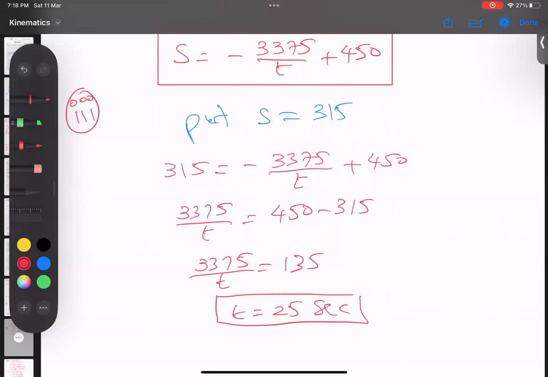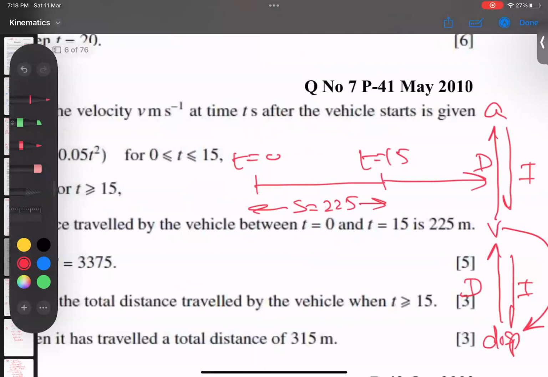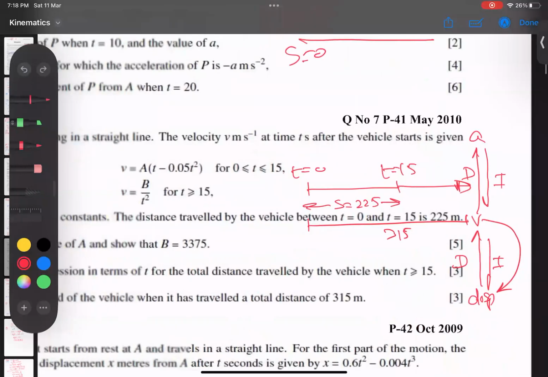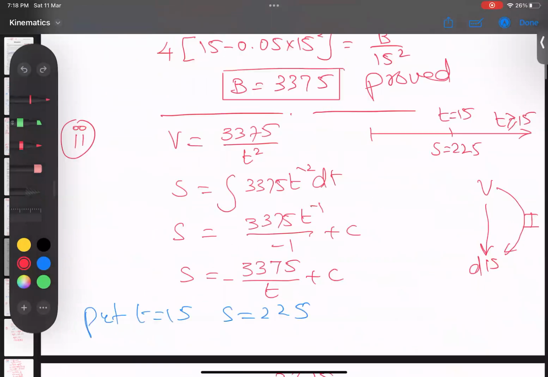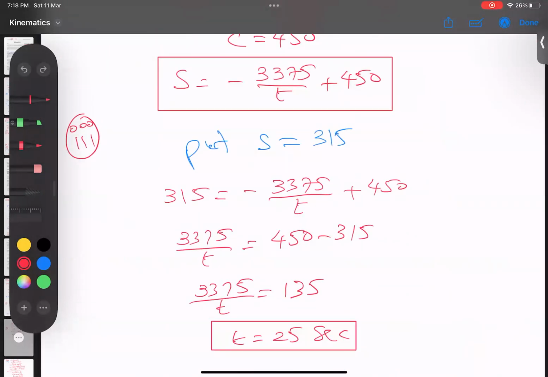So Alhamdulillah, when it travelled, look here, total distance 315 somewhere here, what is the time at that moment? This time is 15 already, and the next time is already a part of the question, and we get it easily. That time is 25 seconds.